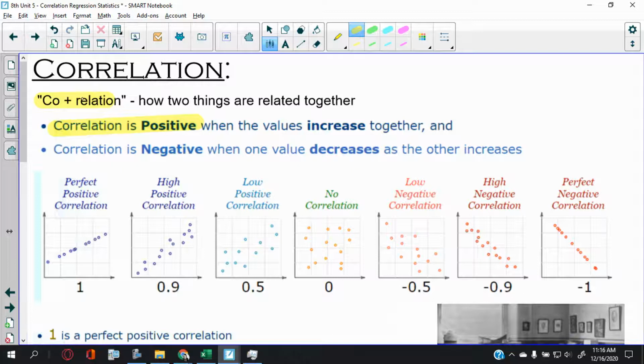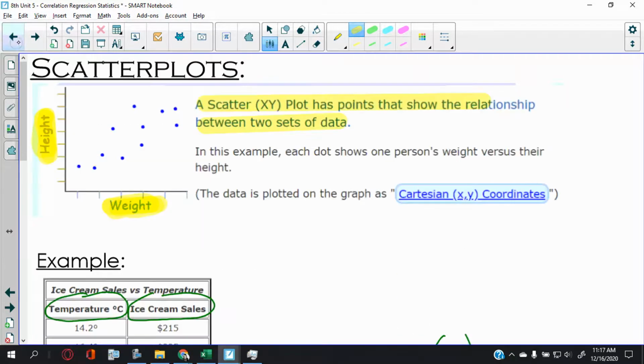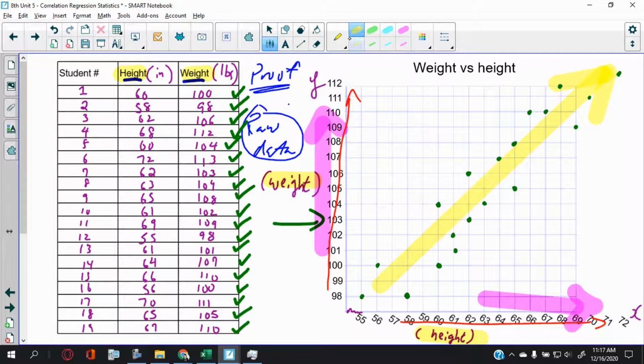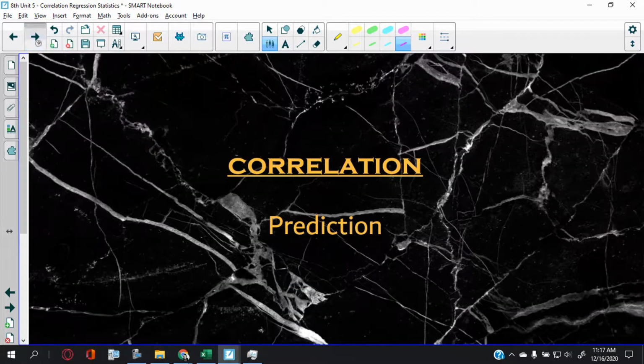All right, anyways, so what's a correlation? Correlation just means how two things are related together. Now correlation is positive when the values increase together, meaning something like this. Correlation has a positive slope. When they move together, meaning as your height increases, so would your weight. That's what that means. So that would cause a positive slope, which means a positive correlation.